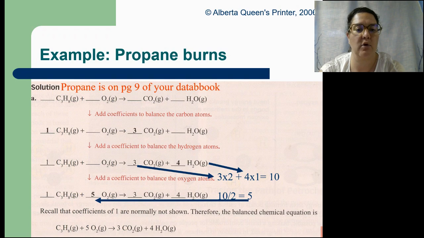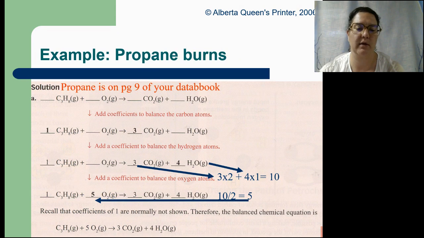Now we want to add coefficients to balance our hydrogen. So we have 8 hydrogens in our reactants, so we need to add a coefficient of 4 to make 8 hydrogen atoms in our products. Now we have to balance the oxygen. So we take the oxygen from the carbon dioxide, which is 6, and the oxygen from the water, which is 4, and we get a total of 10 oxygen atoms. So we need to add a coefficient of 5 to our oxygen molecule, which contains 2 oxygen atoms, to completely balance the equation.